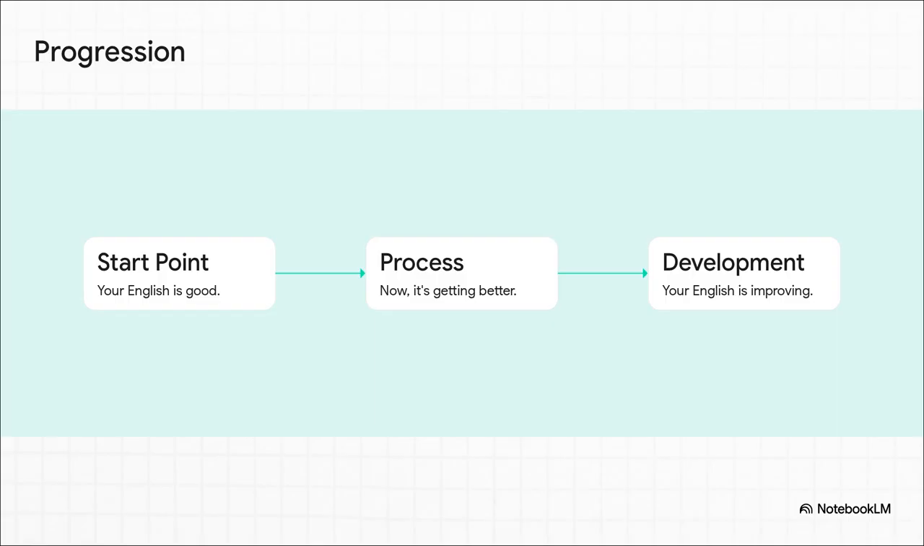This is a great way to visualize that idea of progression. You start with a fact, a fixed state. Your English is good. But to talk about the process of it getting better, you need the present continuous. Your English is improving. It captures that active state of change.